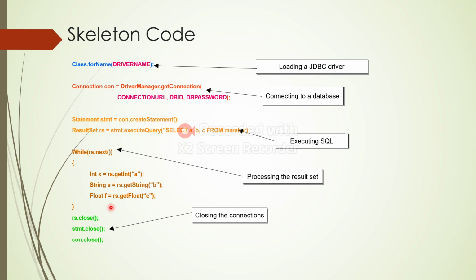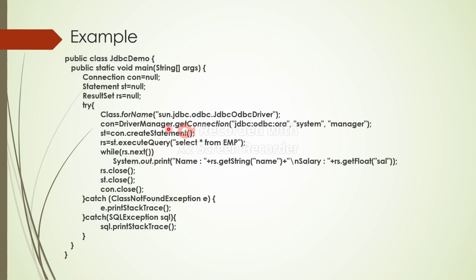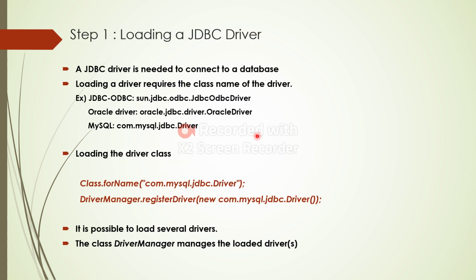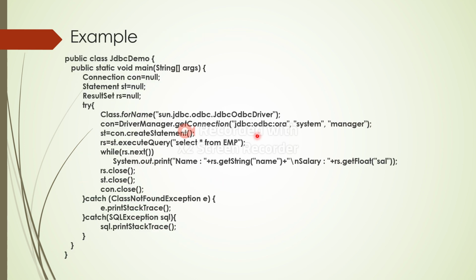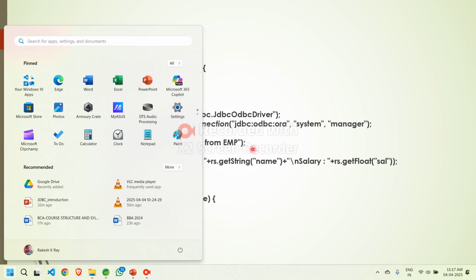Got the point? So this is the basic architecture, the basic code snippets you are going to use in a JDBC program. Okay? This is a small example. And this particular example is on the type 1 driver. But I'll show you on the basis of the type 4 driver. Right? So we can directly jump into the programming.